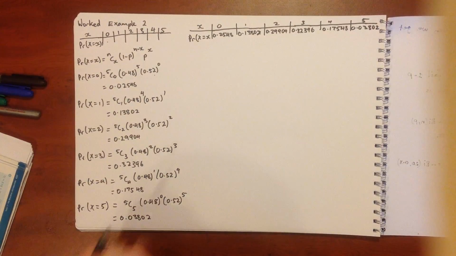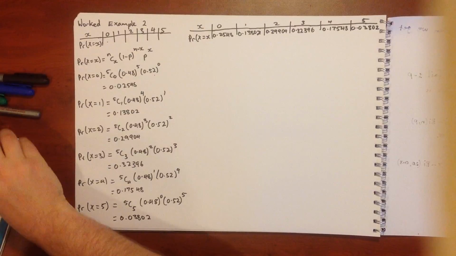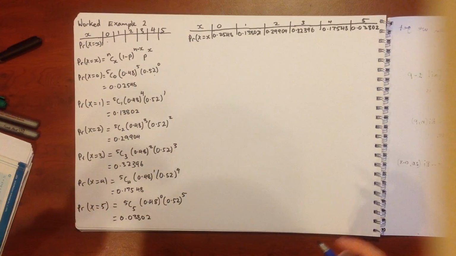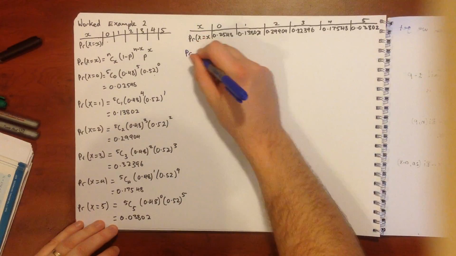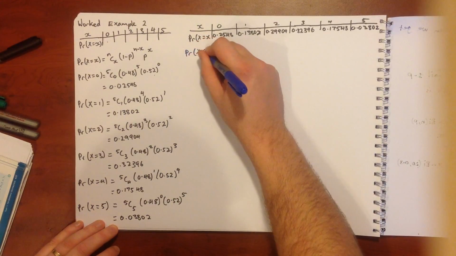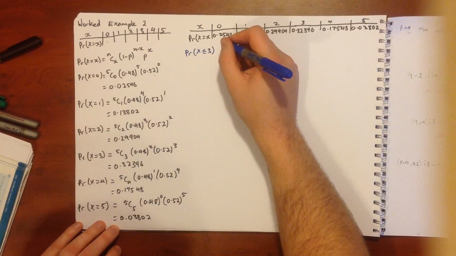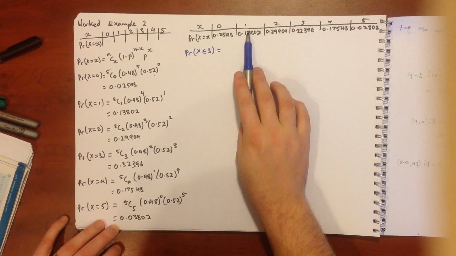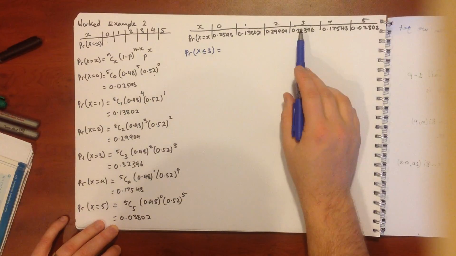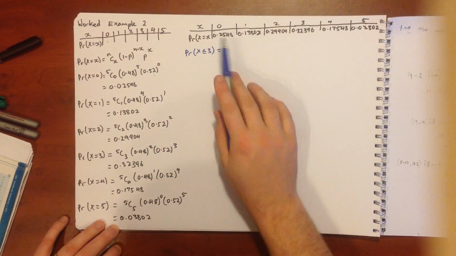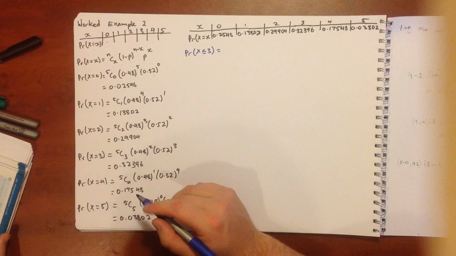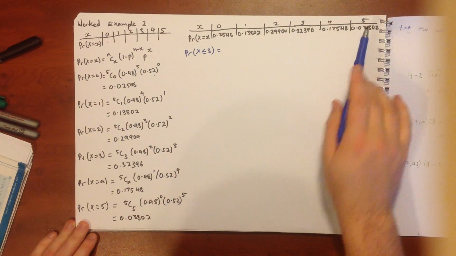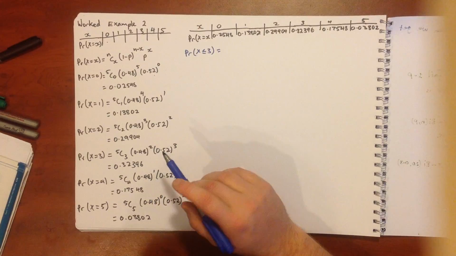So that's part A taken care of. In part B, we're asked to find the probability that 3 people or less play sport. So the probability that X is less than or equal to 3. That means it could be 3, 2, 1, or none, so we'd add those probabilities together. The other way you could do it is 1 minus the last two probabilities. Either way is acceptable.